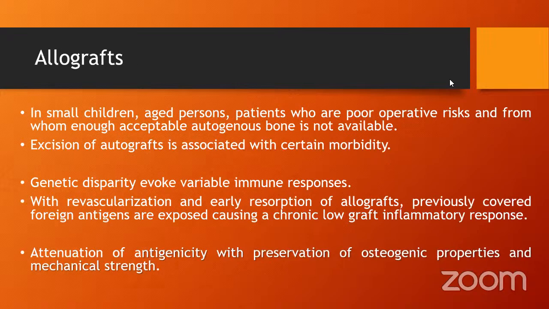Coming to allograft, it is useful especially in small children or aged patients who are poor operative risks and in whom enough autologous bone is not available. In these kinds of patients, we prefer to use allograft. Allografts have genetic disparity which evokes variable immune responses. With revascularization and early resorption of allograft, foreign antigens are exposed, which also causes a low-grade inflammatory reaction. So the goal is attenuation of antigenicity with preservation of osteogenic property and mechanical strength.